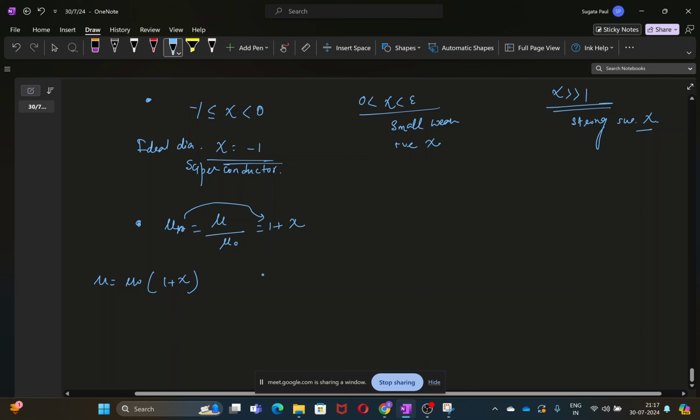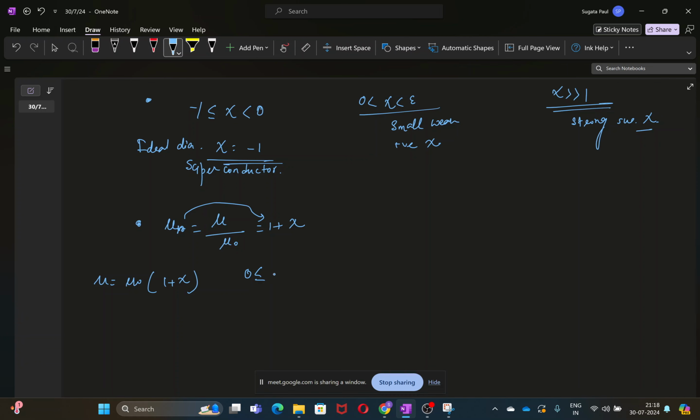So now for diamagnetic materials, because chi is already negative and the maximum negative value it can take is -1, the minimum value of mu r here will be 0 when chi is -1, and otherwise when chi is negative generally, then it will be less than 1. Okay. So the value will be greater than 0, and then less than 1.